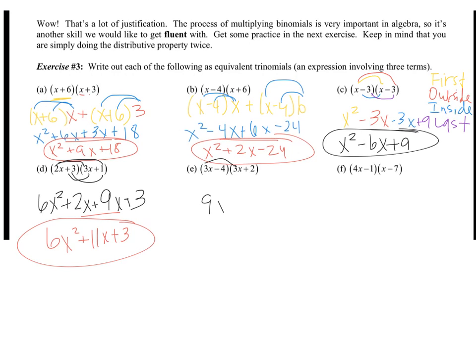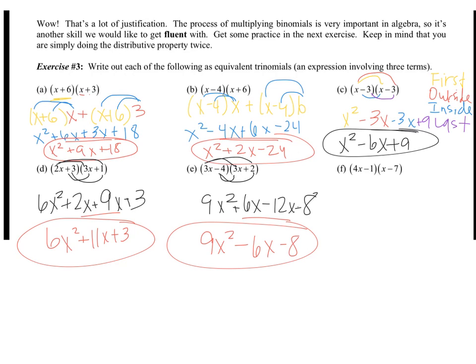3x times 3x is 9x squared. 3x times 2 is 6x. Negative 4 times 3x is negative 12x. And negative 4 times 2 is negative 8. Combine like terms, and it's 9x squared minus 6x minus 8. And finally, 4x times x is 4x squared. 4x times negative 7 is negative 28x. Negative 1 times x is negative 1x. Negative 1 times negative 7 is positive 7. Combine like terms, and it's 4x squared minus 29x plus 7.